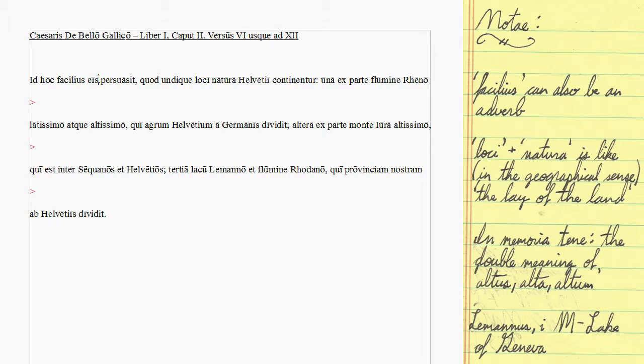Finally, we have this eis, which is dative, and then this, which is the ablative, and more easily by this, and the dative is simply the object of this suadeo verb. So we have he has convinced them more easily by this.